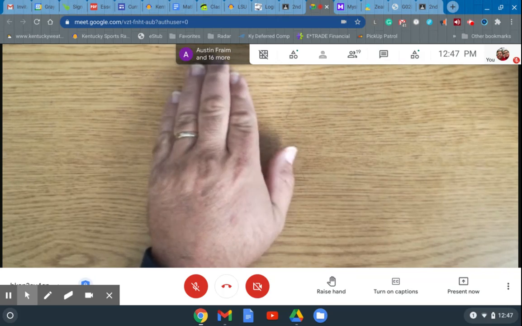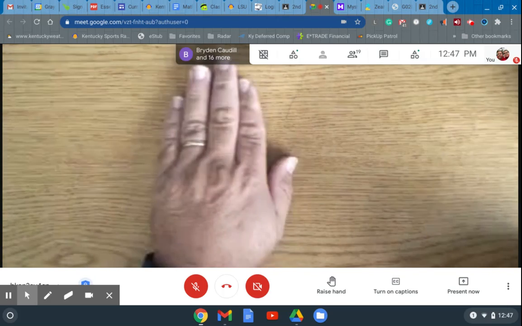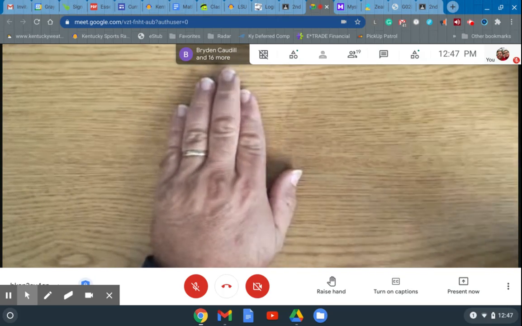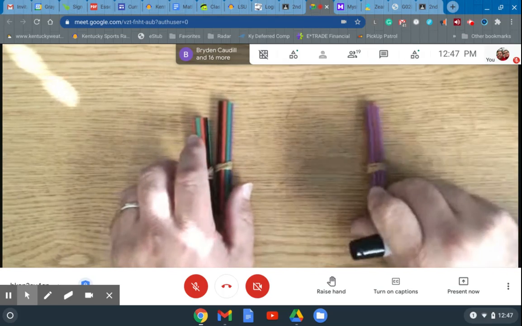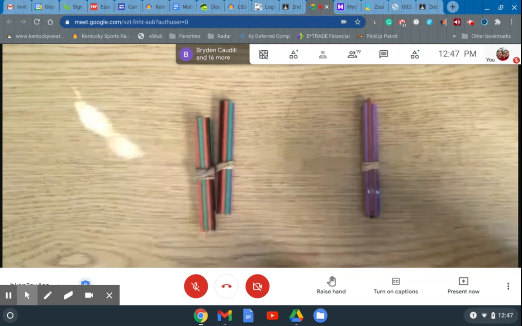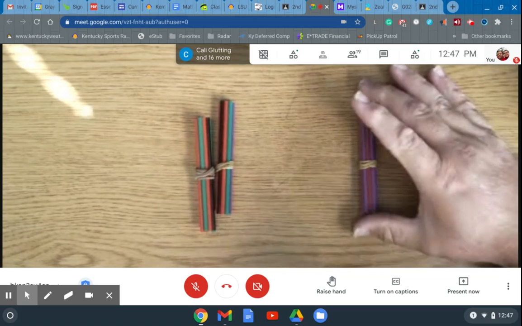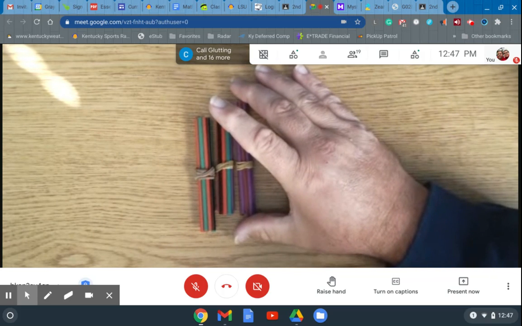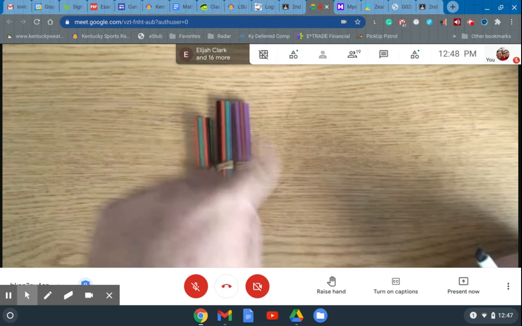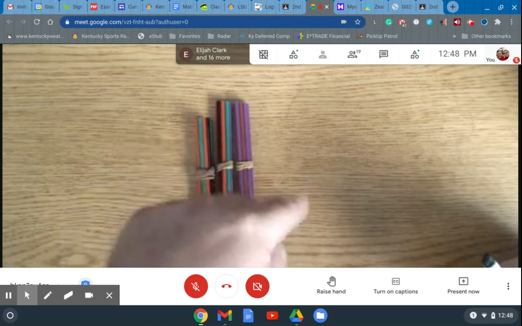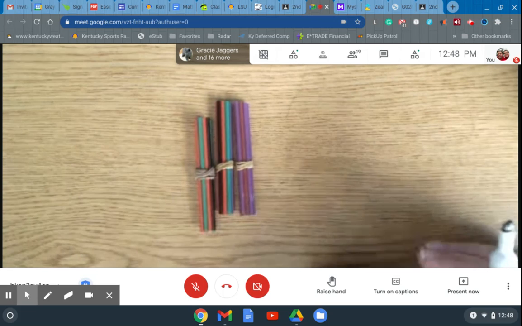All right, so I have 20 and it looks like 2 tens. I'm going to add another 10 to my stack. Here it goes over there. What does this look like now? What does it look like now? Kaylee.